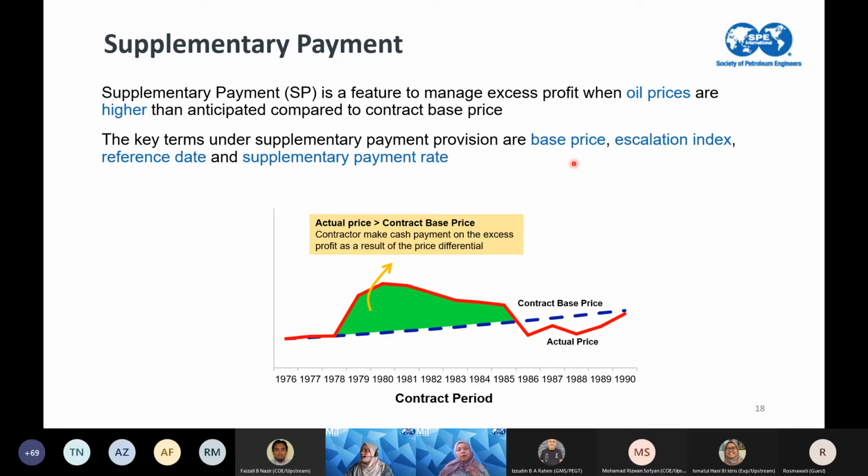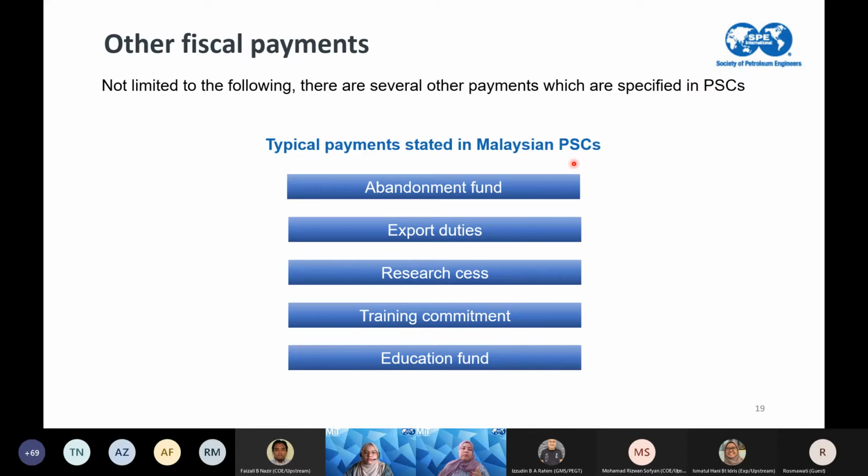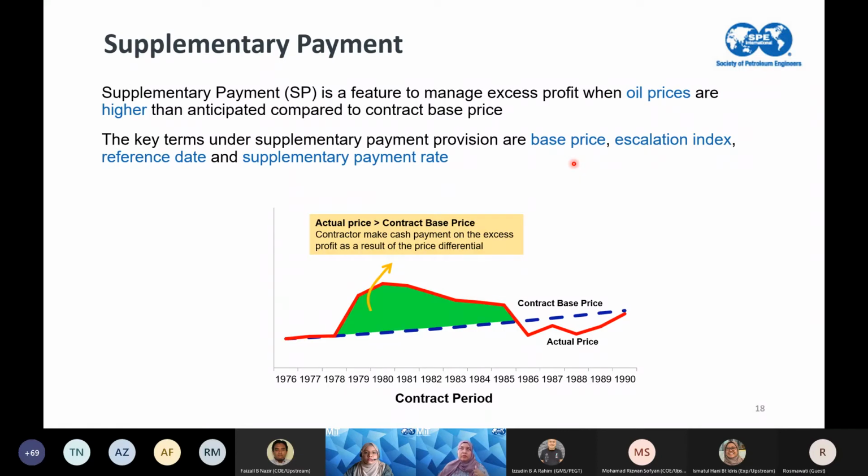I don't want to talk too much about the THV and supplementary payment because the new fiscal terms in Malaysia tend not to have them. The EPT that I'm going to cover doesn't have these two anymore. So only if you're working with the 97 R over C PSC will you find the supplementary payment and the threshold volume still in effect.